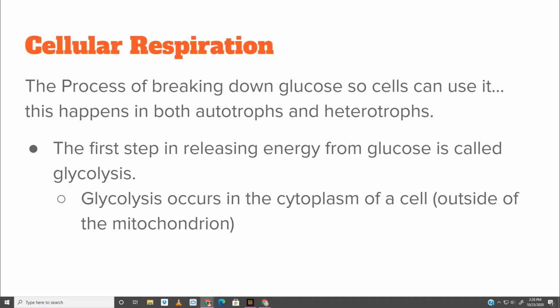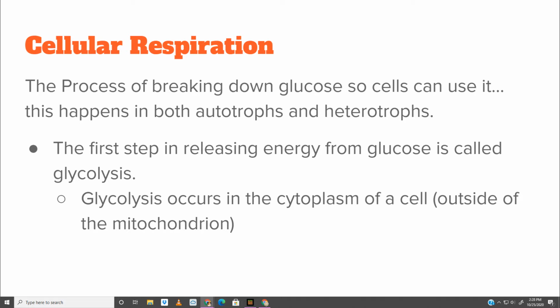The sun's energy is taken in by certain autotrophs, and then they make it into glucose, seen in our photosynthesis video. So then the autotrophs themselves, so plants, as well as any organisms that eat plants, will take the glucose and they'll break it down and get the energy out of it.